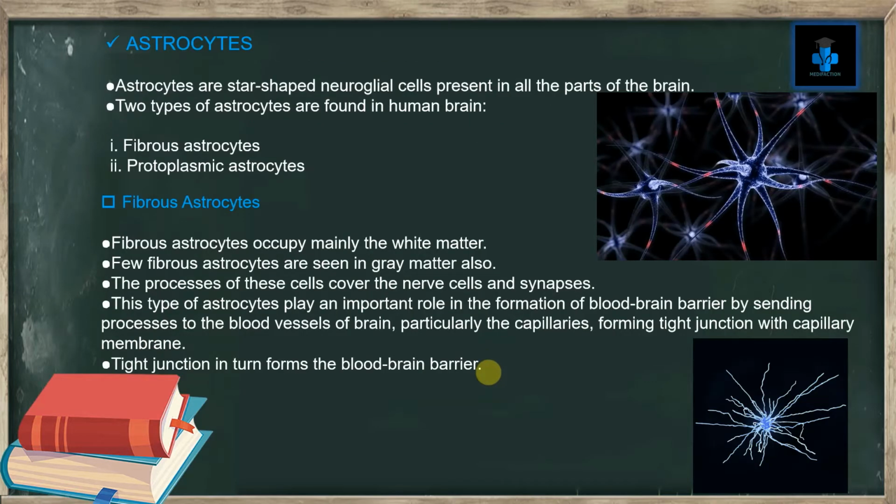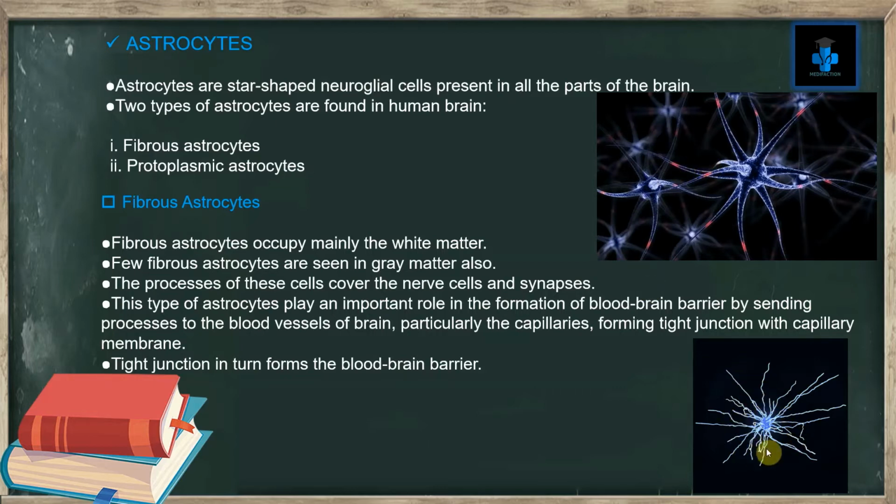Astrocytes. Astrocytes are star-shaped neuroglial cells present in all parts of the brain. Two types of astrocytes are found in human brain. First type is fibrous astrocytes and the next one is protoplasmic astrocytes. Now let's learn about fibrous astrocyte.